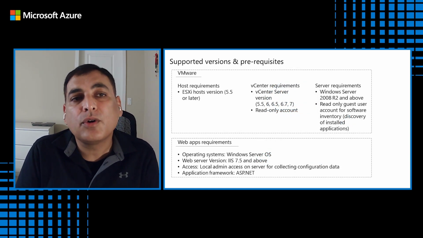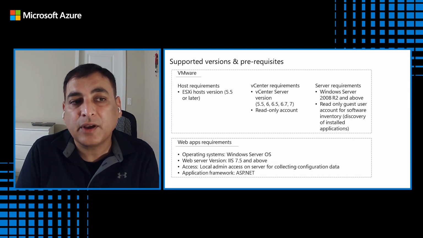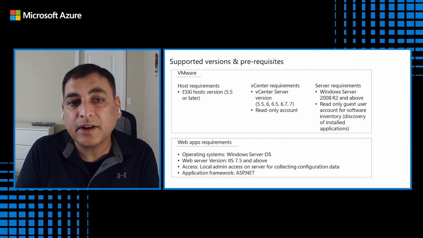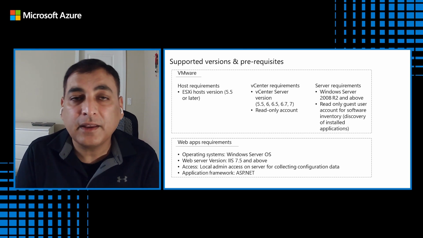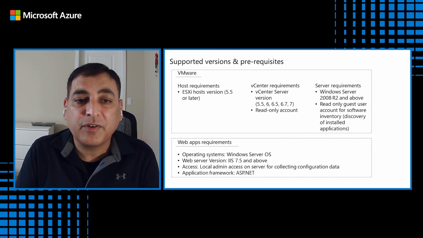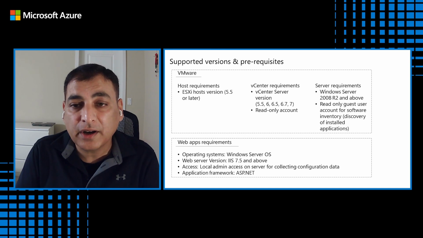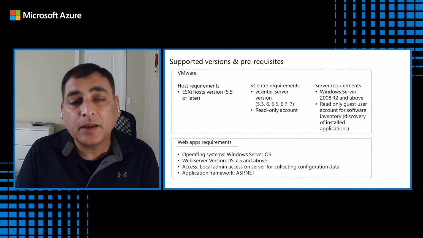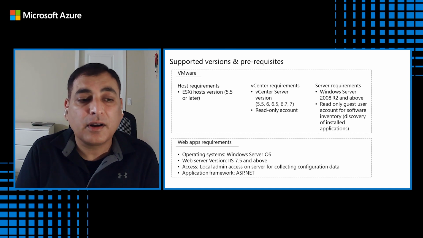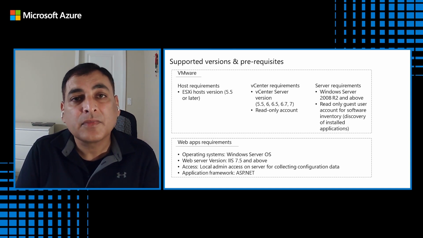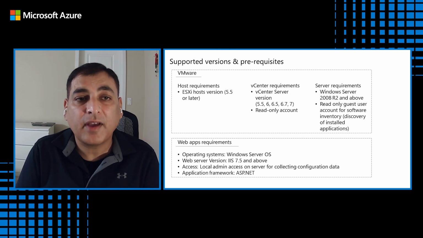Now here is a quick note on supported versions and prerequisites. In terms of VMware, what we require is hosts which are 5.5 or later. In terms of vCenter requirements, we support vCenter 5.5, 6.5 and above. In terms of the server requirements, Windows Server 2008 R2 and above. In terms of the requirement for your ASP.NET web applications, we currently support only Windows Server operating systems, IIS 7.5 and above.